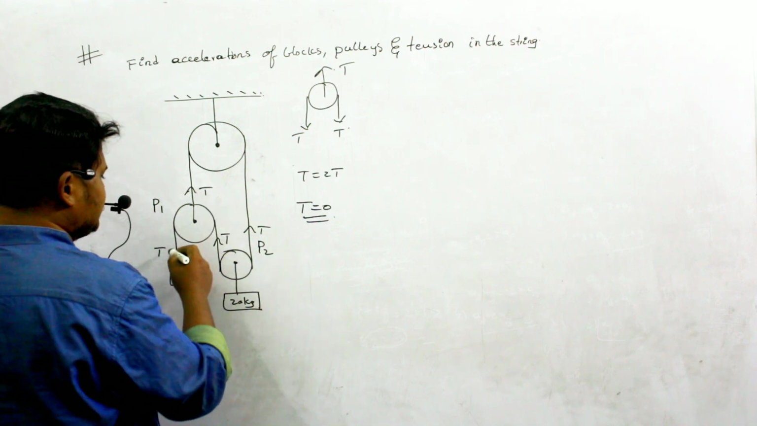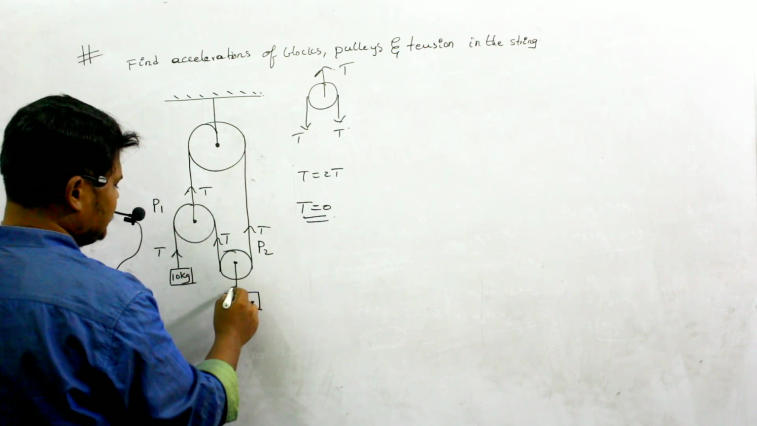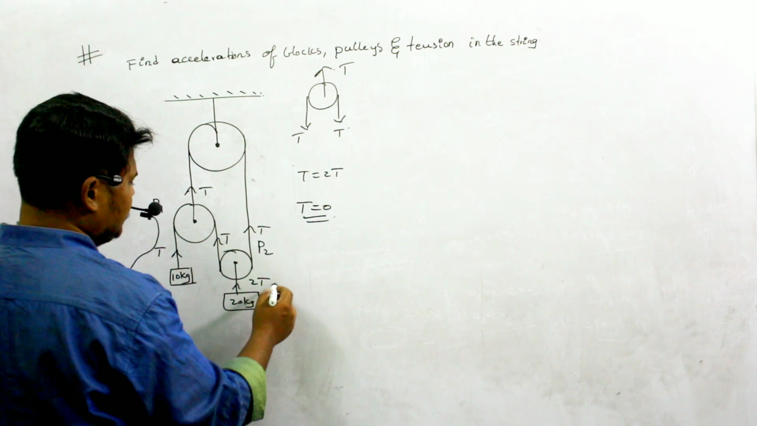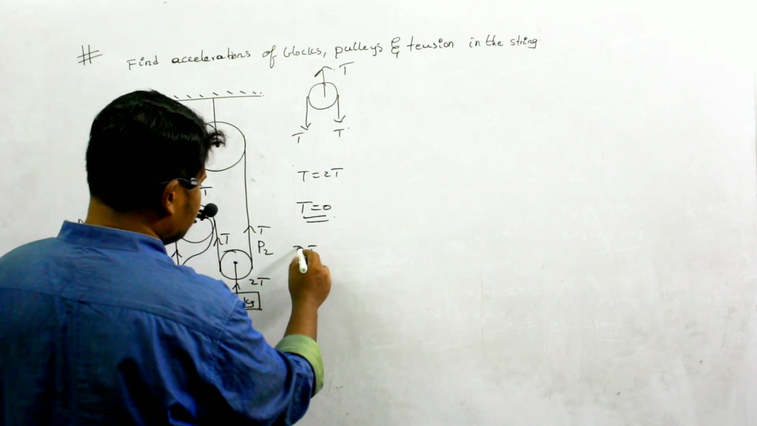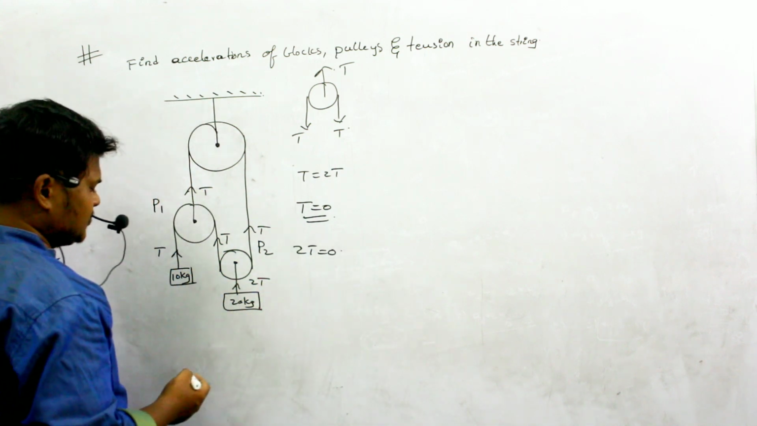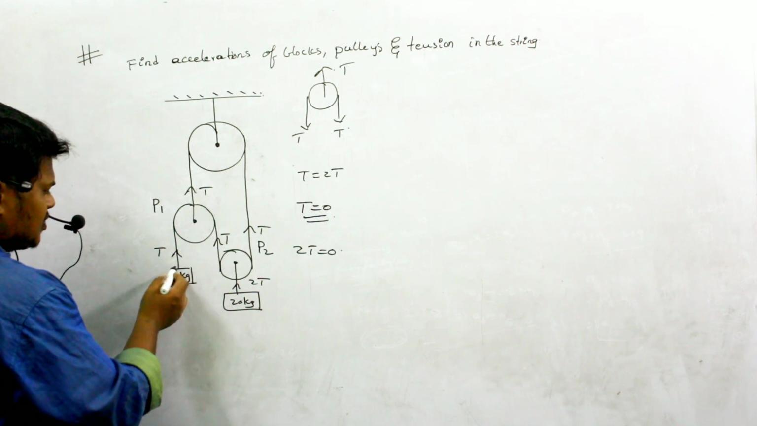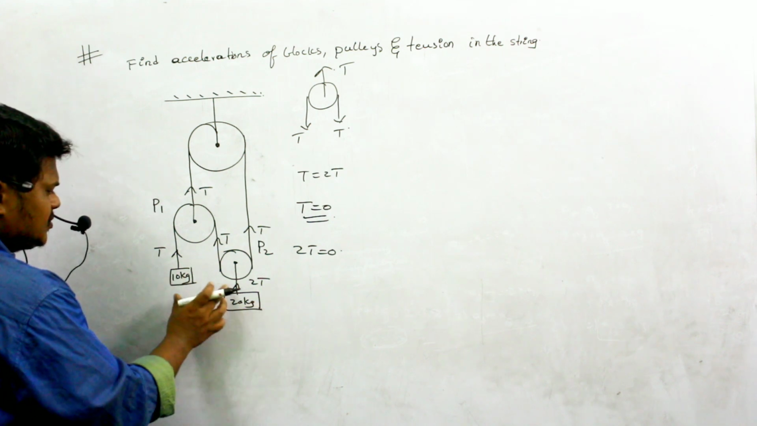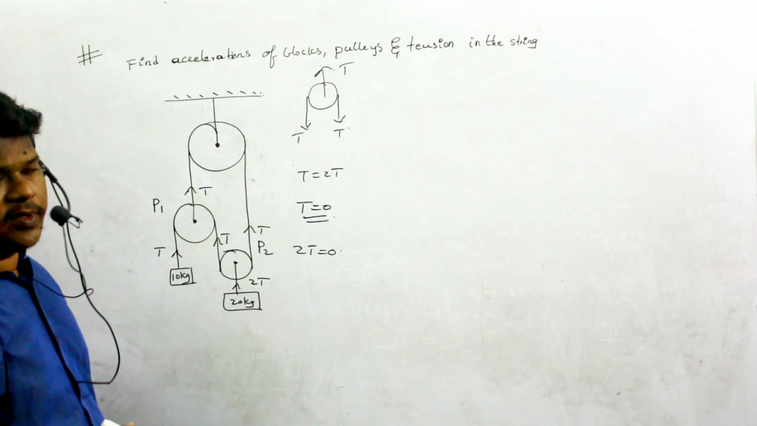So throughout this string, tension must be equal, then only this condition will be satisfied. So here if tension is T and everywhere if tension is T, then here tension should be 2T. And if tension is 0, then 2T is also equal to 0. So on this 10 kg block also tension is 0. On the 20 kg block also tension will be 0 itself.